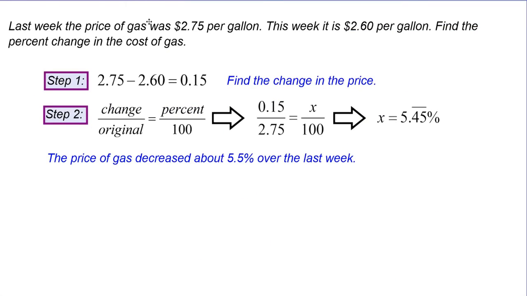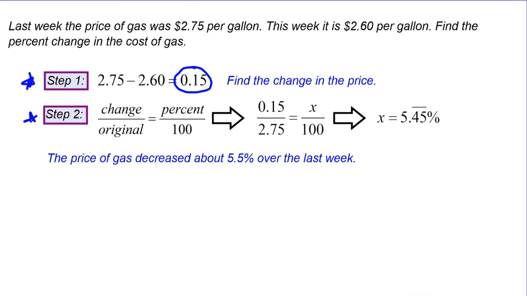Last week, the price of gas was $2.75 per gallon. This week, it is $2.60 per gallon. Find the percent change in the cost of gas. So we want to describe how much the cost has changed. We need to find out how much it changed, so that's our first step. Use subtraction to find out how much it changed. I take 275 minus 260, and I get a change of 15 cents. So this is the change in the price of gas.